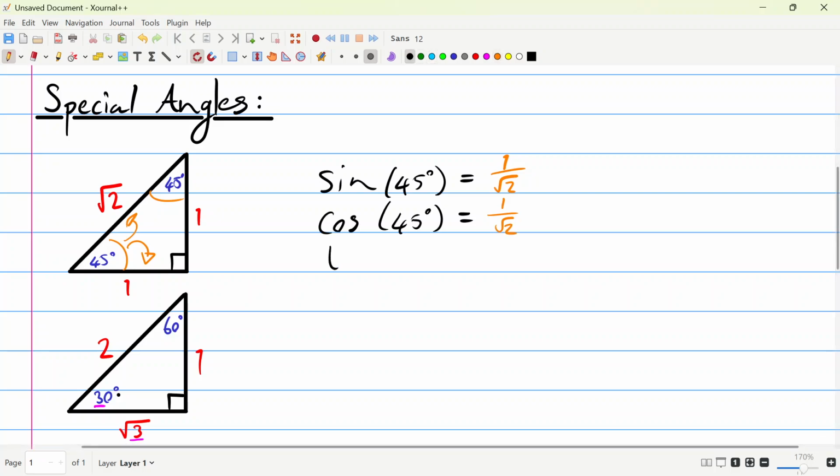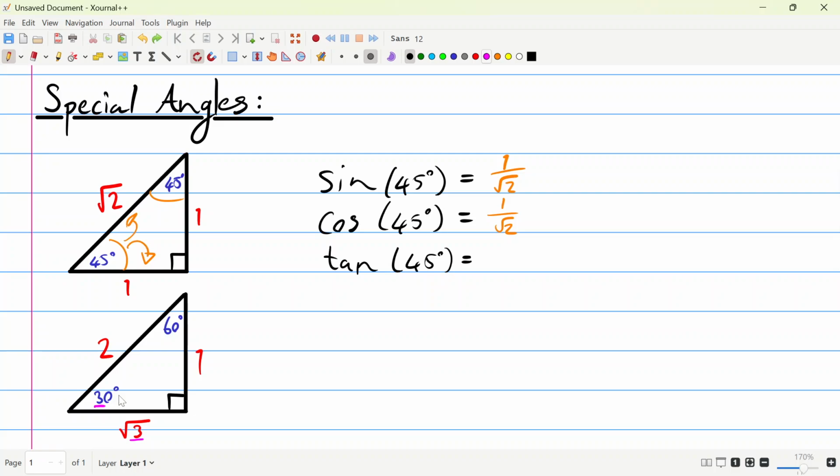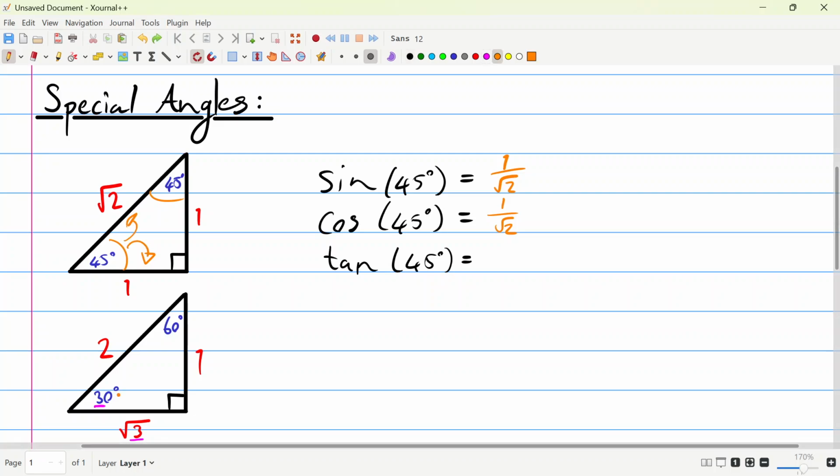And then the last one, which is tan of 45 degrees, is just going to be equal to opposite over adjacent, right? So opposite over adjacent, it's going to be the opposite side divided by the adjacent side to the angle, meaning it's just going to be 1 divided by 1, which is just equal to 1. Okay, so tan 45 degrees is just equal to 1 in this case.